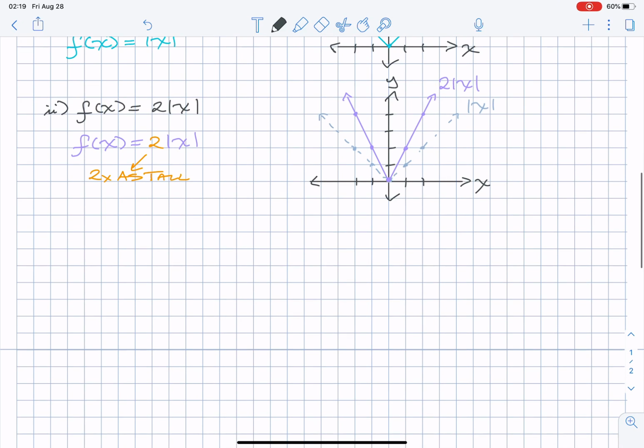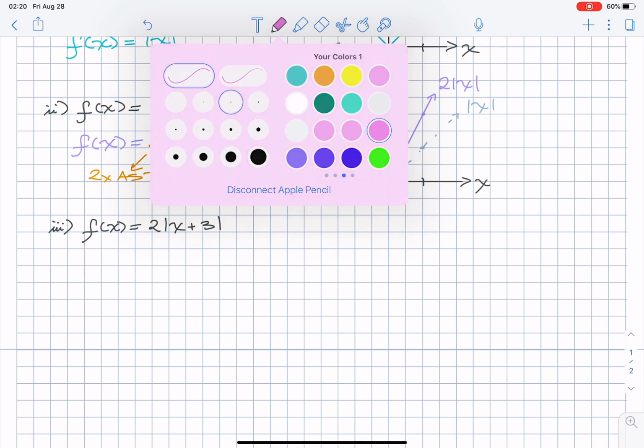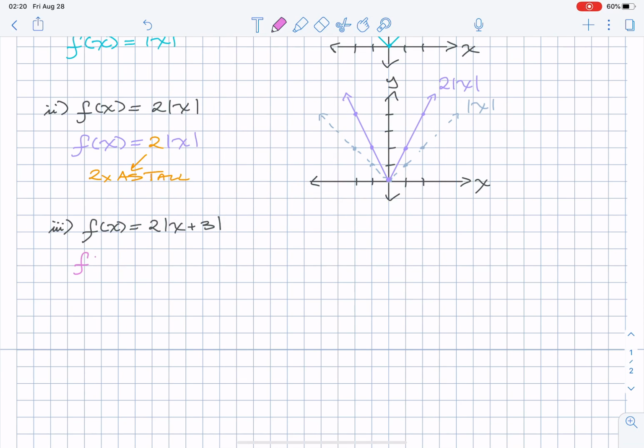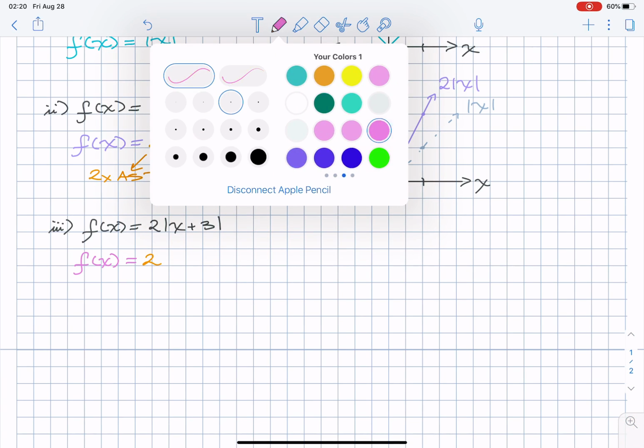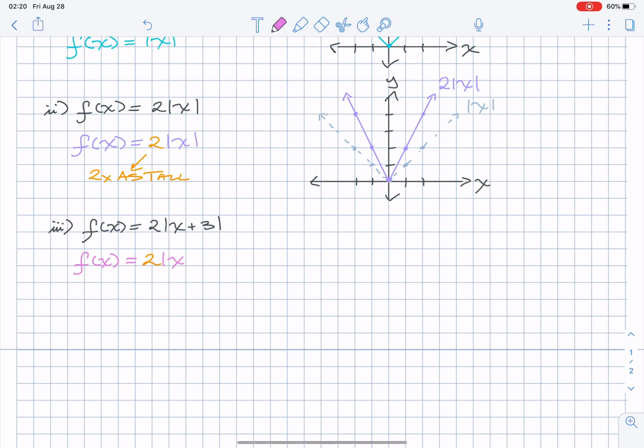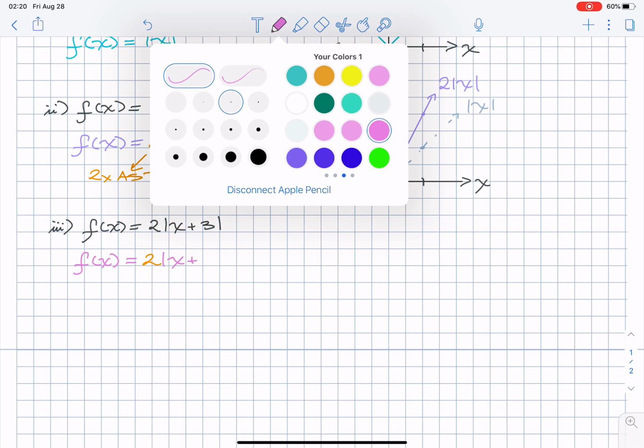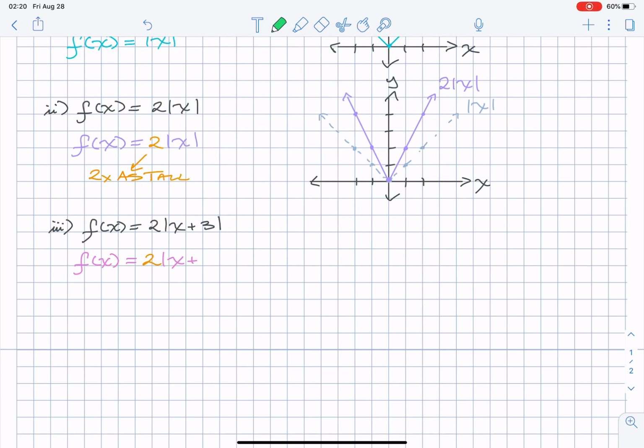So now let's look at number 3. Let's do f of x is equal to 2 times the quantity absolute value of x plus 3. Okay, so we have that f of x is equal to, we still have this 2, but now we have the quantity x plus, what color shall I use? Let's use green, 3.